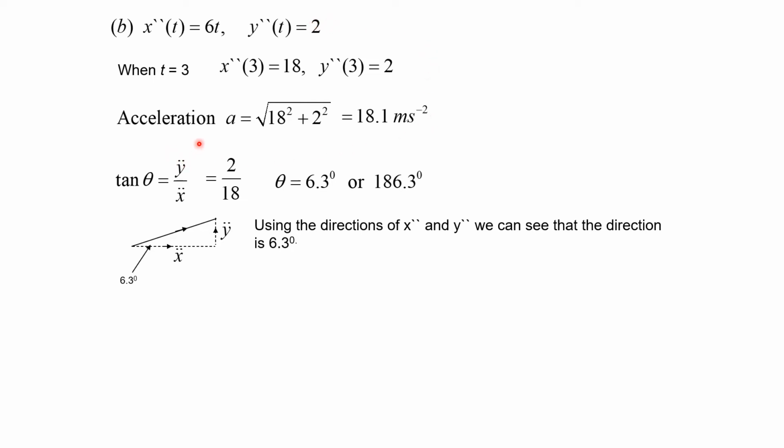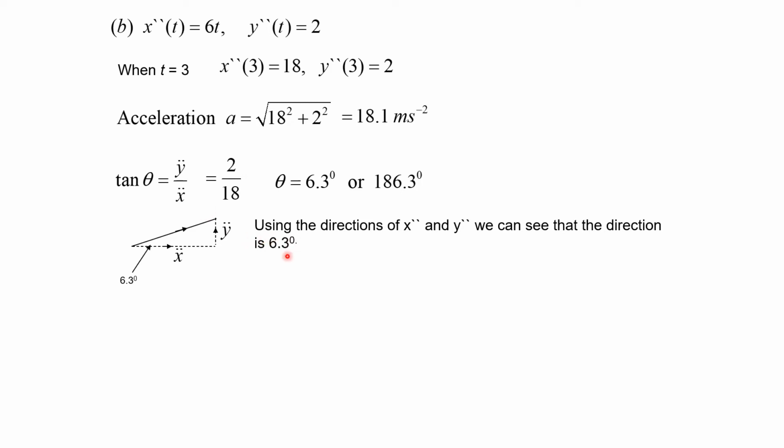For acceleration, you need to find the magnitude, therefore it is the square root of x double prime 3 squared plus y double prime 3 squared. You arrive at this answer. And in order to get the direction, it will be tangent theta equals y double prime over x double prime. So it will be 2 over 18. You will take inverse tangent of 2 over 18. You will get your theta as 6.3 degrees or 186.3.